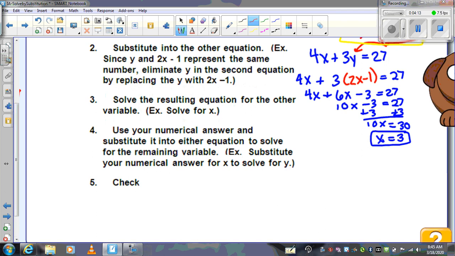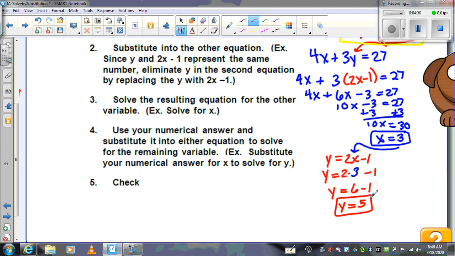So I'm going to take y equals 2x minus 1. Now I'm going to substitute in 3 for my x. I'm going to put 3 right in where my x goes. So now I end up with y is equal to 2 times 3 minus 1. So y is equal to 6 minus 1, which means y must be 5. So this would cross at the ordered pair (3, 5).